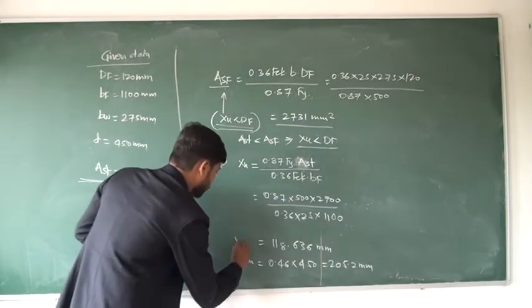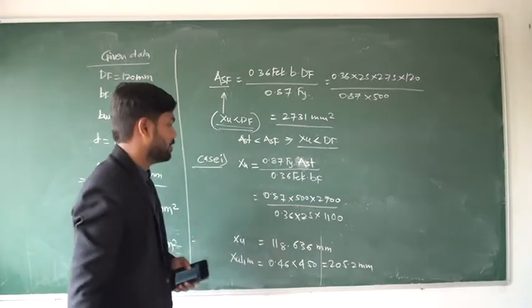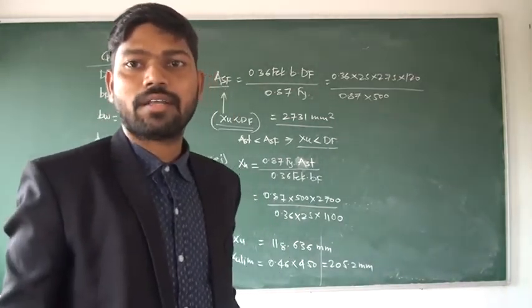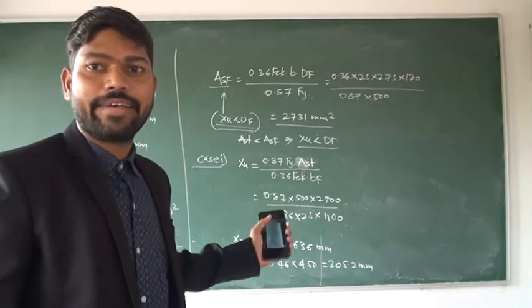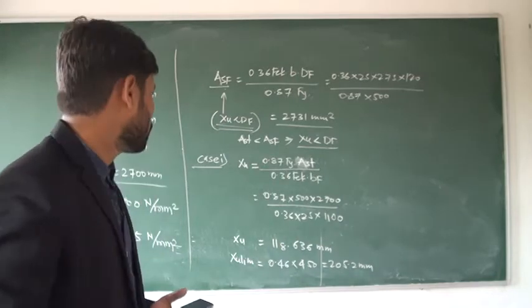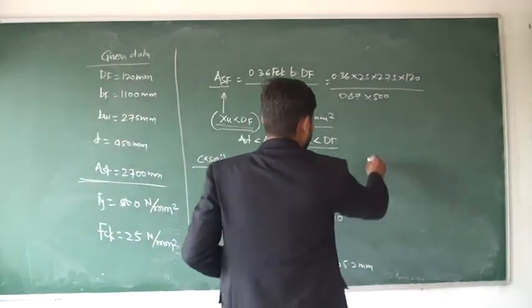So actual XU is 118 and XU limit is 205.2. So which type of section is it? Under-reinforced, over-reinforced, or balanced? XU is less than XU limit, which means it is an under-reinforced section. So the section is under-reinforced.